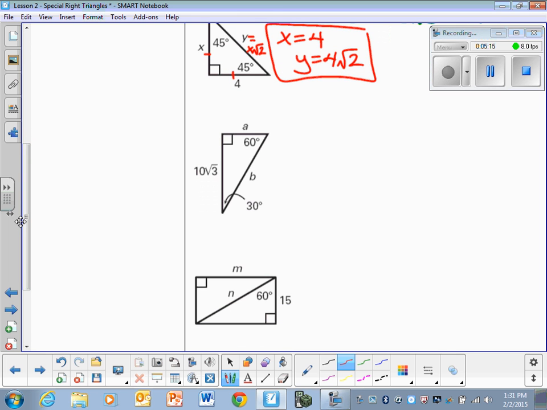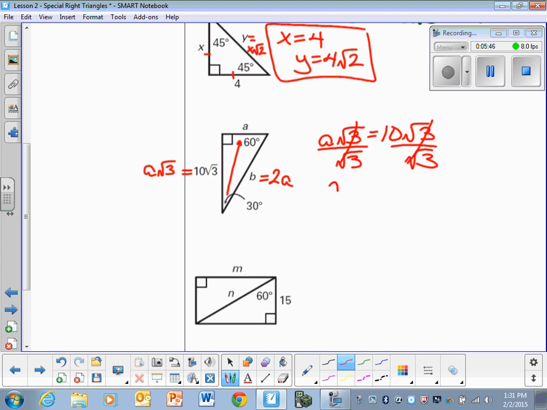Next one on this page is a 30, 60, 90. Okay, A is the shortest side. It is opposite the 30-degree angle. That makes this side the longer side. That's A times the square root of 3. And B is my hypotenuse, so it's 2 times A. I need to solve this equation to figure out the value of A. And this one is sadly easy. A equals the square root of 10. And that means that B equals 2 times the square root of 10.